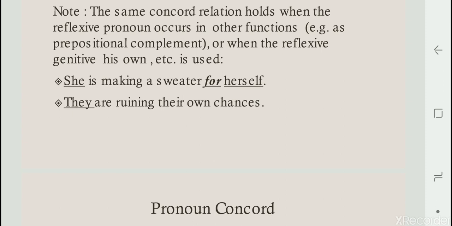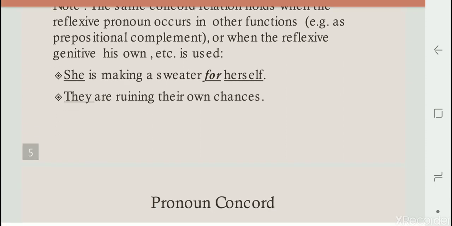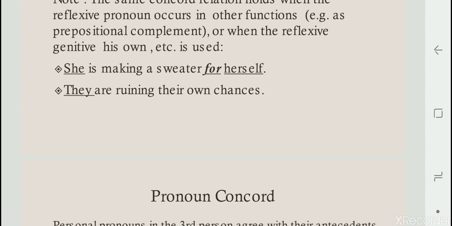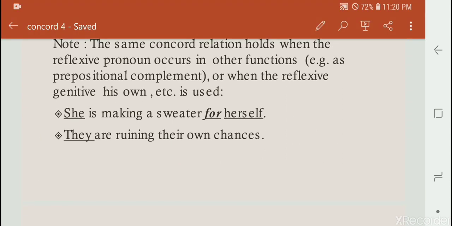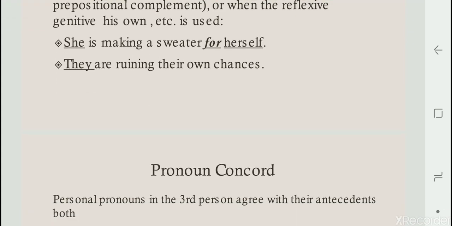They are ruining their own chances. Look here. We have the subject they and their own. Of course, the pronoun with the word own should have the same concord relationship as the reflexive pronouns. So here also we have concord within this example between the subject and what comes after the verb, which is the object here, their own. So here there is the same number as with the subject. They are both plural. It is the same person, third person, and we can say it is the same gender, although we don't have gender here. So I guess we consider that we have two clear types of concord here rather than three.